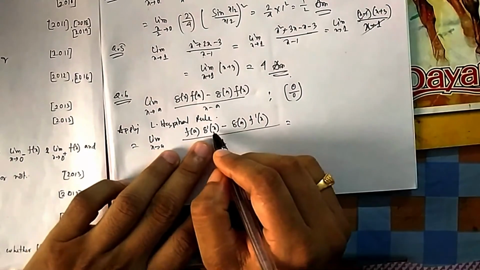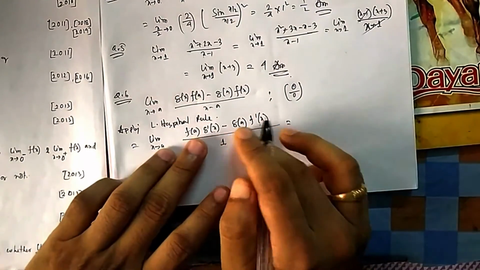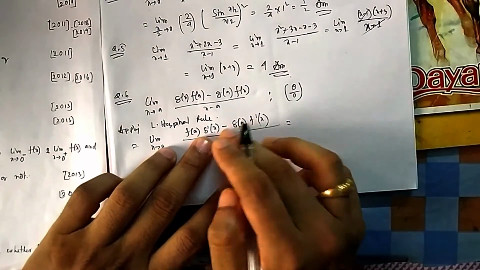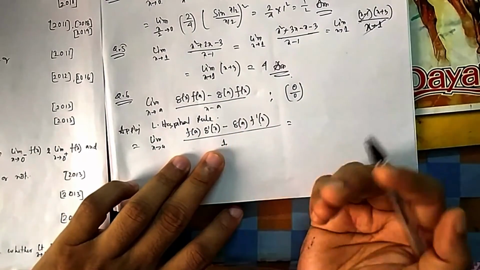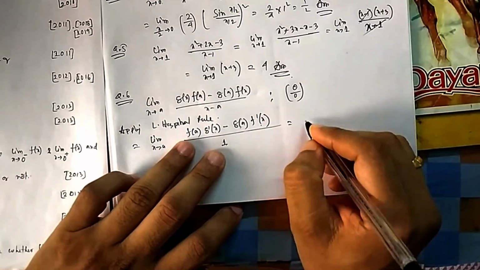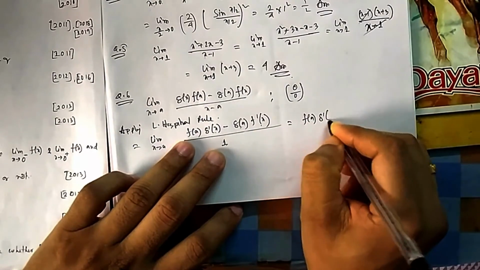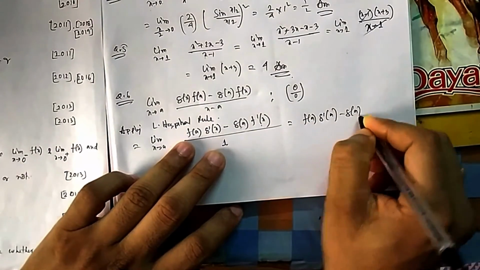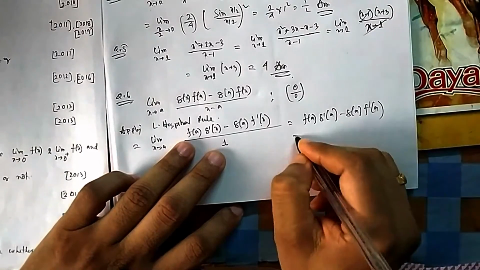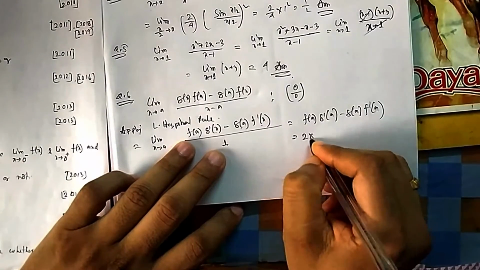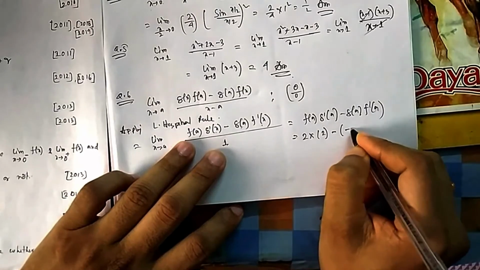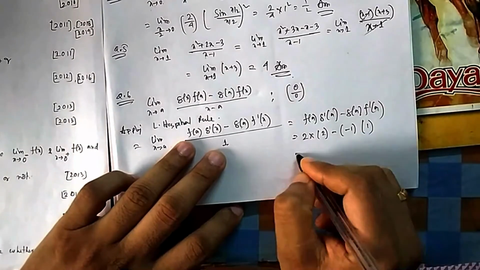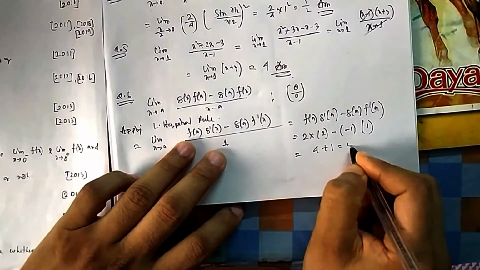It is f a g dash a minus g a f dash a, no, it is not 0, so there will be no problem. And even if it is 0, 0 by 1 is 0, 0 by 1 is not undefined, so you can put it there. So now you put all these values using L'Hopital rule. All these values are given to you in the question. What is f a? f a is 2, g dash a is 2, g a is minus 1 and f dash a is 1. So 4 plus 1, that is 5 is the answer.